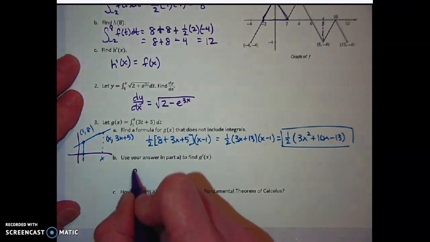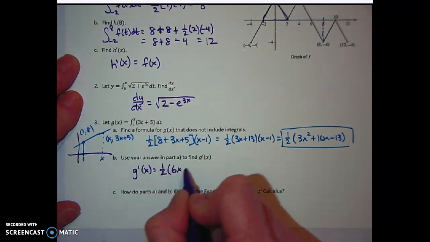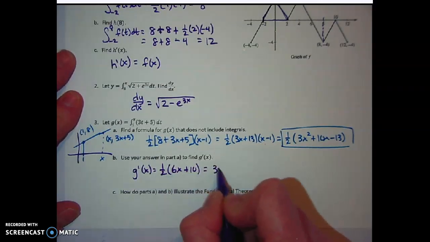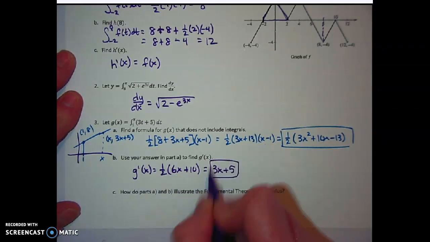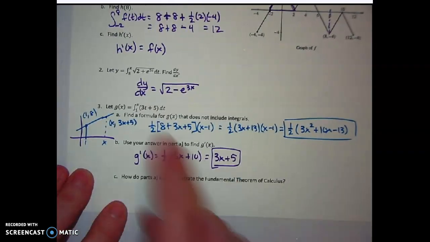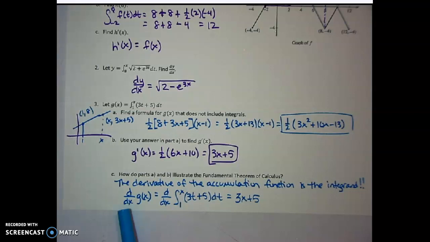Well, that's just the derivative. So 1/2 times 6x plus 10. This is pretty easy to distribute in, so we get 3x plus 5. How do parts A and B illustrate the fundamental theorem of calculus? Well, if you notice, my 3x plus 5, the derivative of the accumulation function is the integrand. And so that's basically the second fundamental theorem of calculus written out for this specific problem. If you have any questions on this, I look forward to seeing you in class.